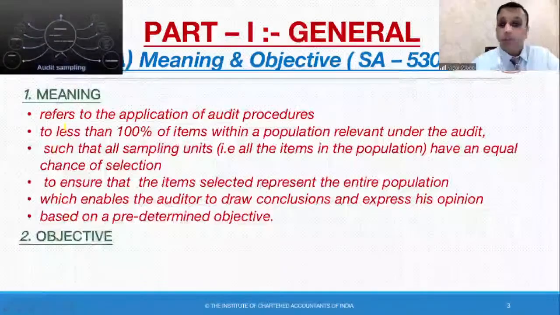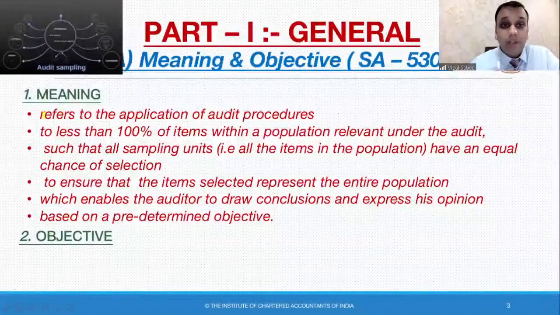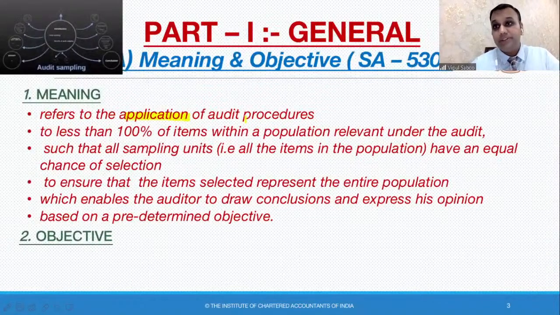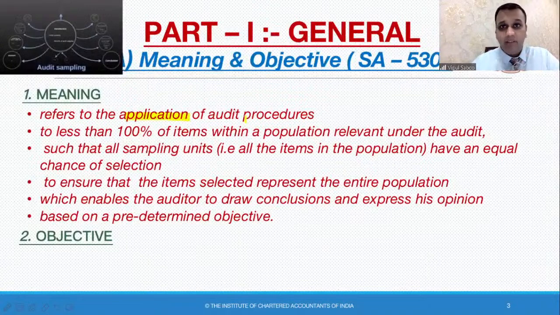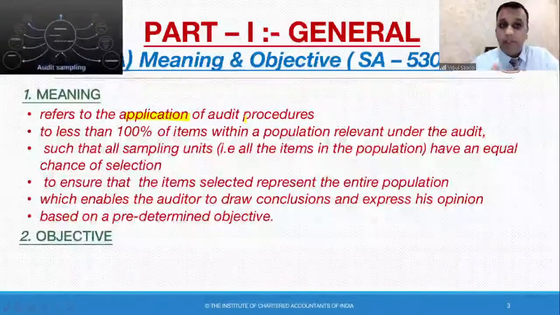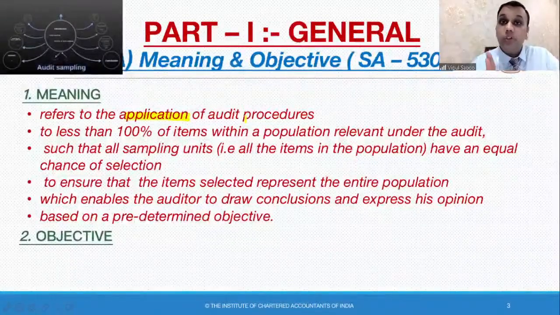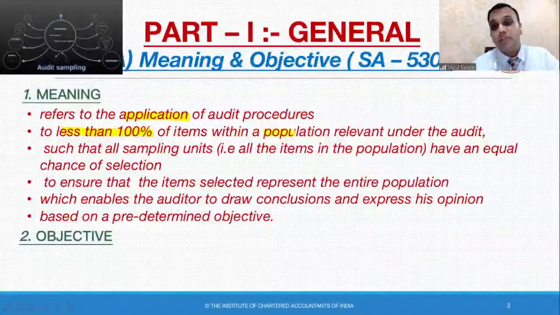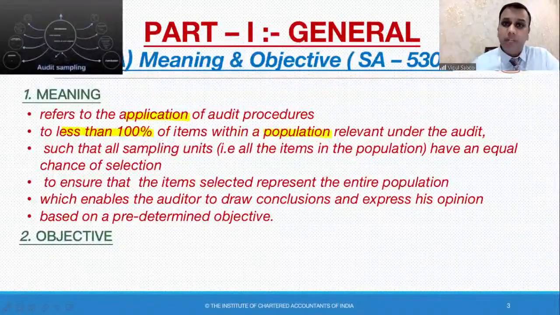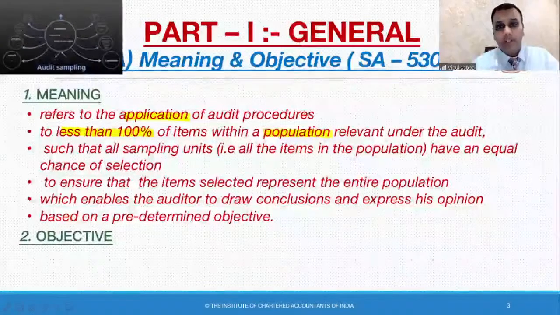Okay, so audit sampling refers to the application of audit procedures. What have we done till now? We have done what are our audit procedures? How do we apply on the client's data? So application of audit procedures to less than 100% of items within a population. The whole data, whatever is available to us, the whole situation, the whole file, whatever is available to us for auditing, that is the population.